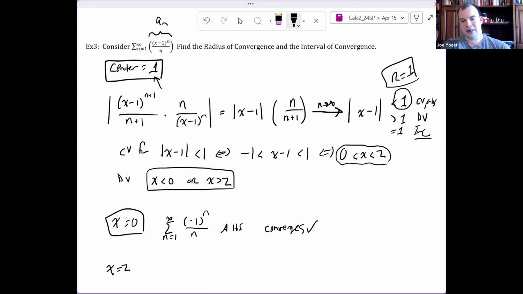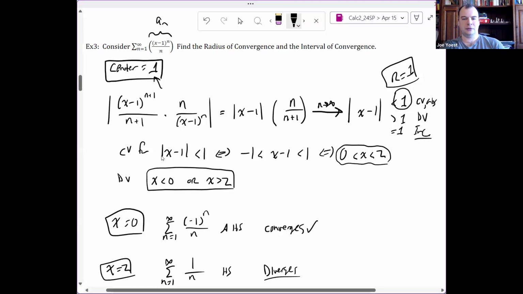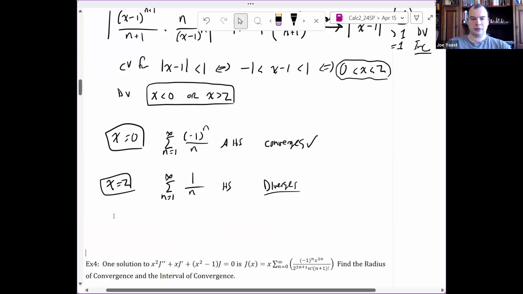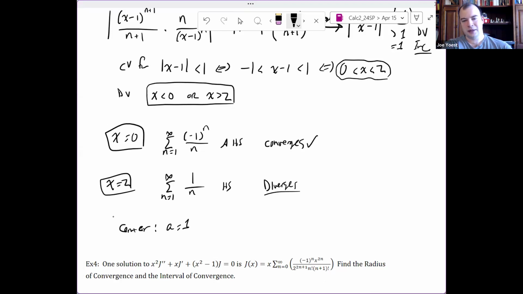If I look at my other endpoint, x equals 2, put in x equals 2, 2 minus 1 is 1. So that's 1 to the n over n, or just 1 over n. This is the harmonic series that diverges. I converge at 0, diverge at 2. So again, my center is at a equals 1. My radius of convergence is r equals 1.